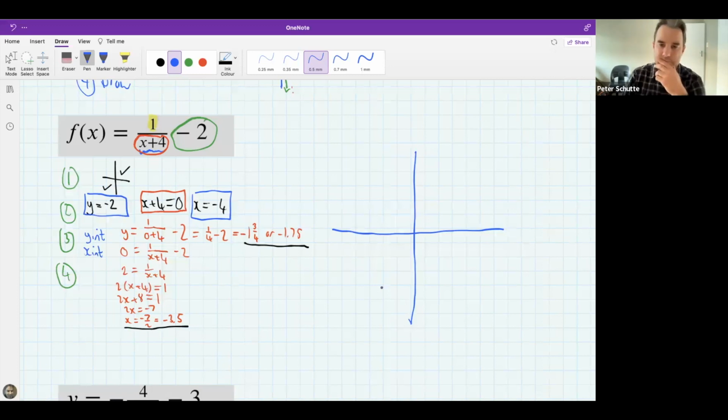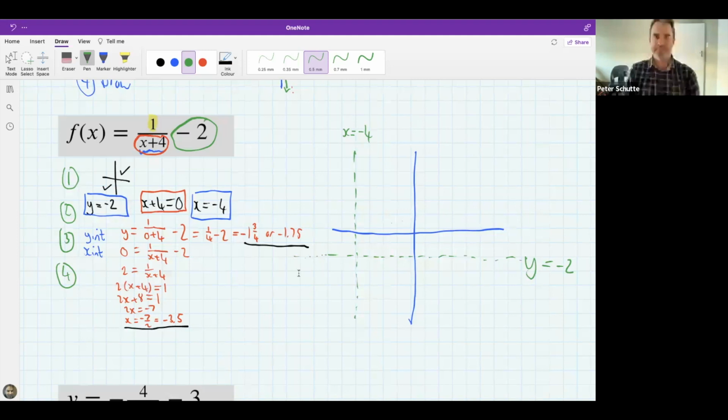Okay. Now what are my asymptotes? I've got x is minus 4. Let me use a different color. And then we've also got y is minus 2. So let's go like this. And so I kind of call it like drawing the field of play.